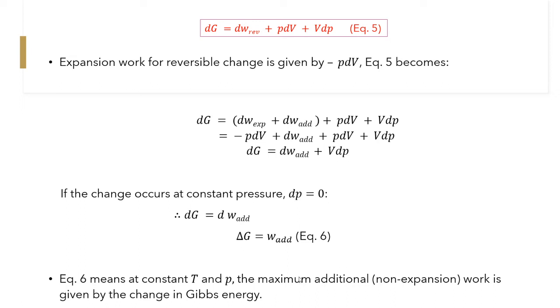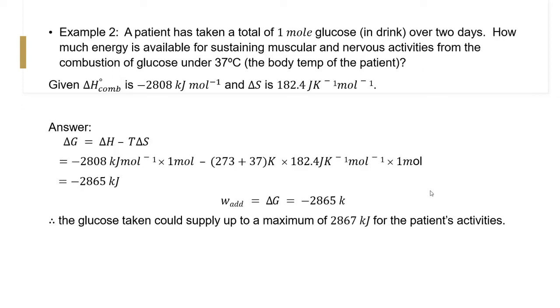So there you go. Delta A gives you the maximum work, and delta G also signifies the non-expansion work, the additional work. So they are not only for explaining spontaneity of a process, they also explain work. So let's put this into practice.